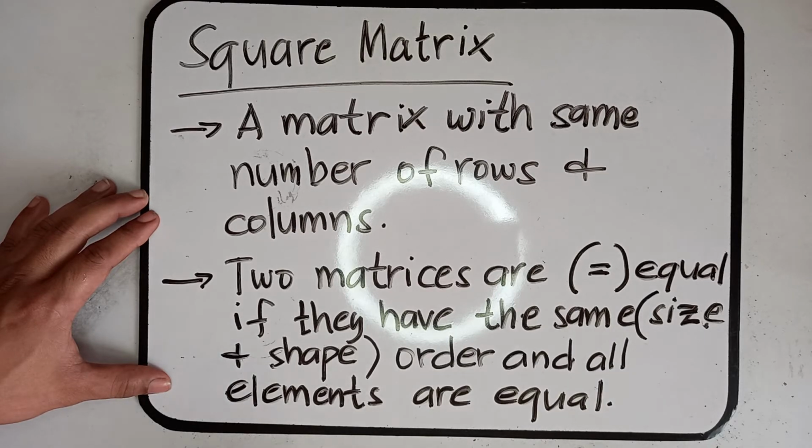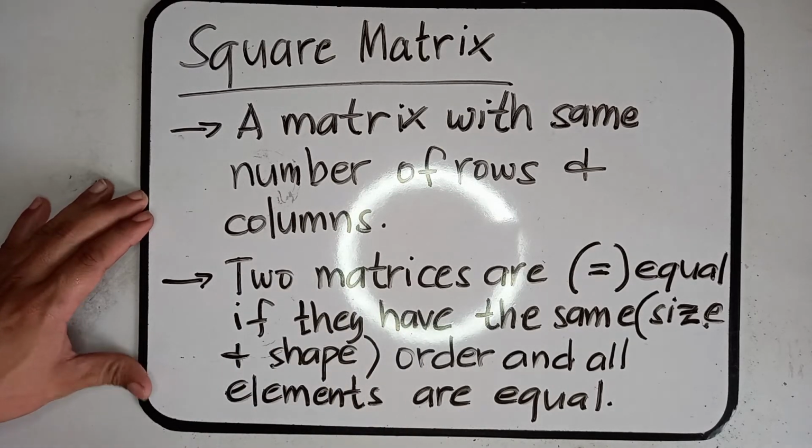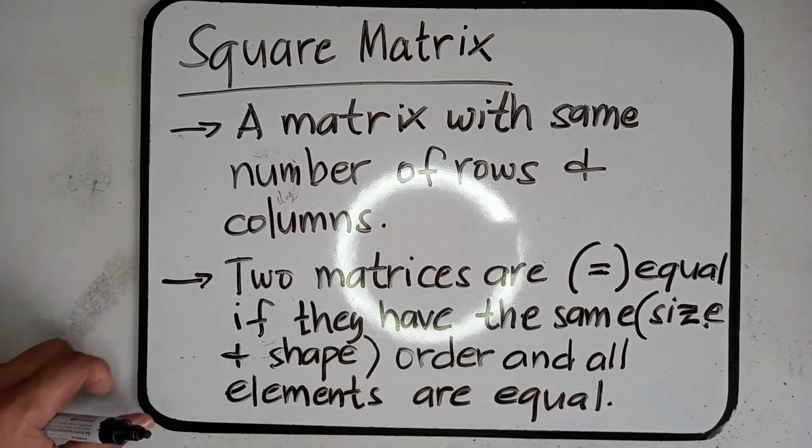so when we say square matrix, this is a matrix with the same number of rows and columns. And another thing, two matrices are equal if they have the same order. When we say same order, the size and shape, and all elements are equal. So this is the definition. Okay, so let's have an example of this.